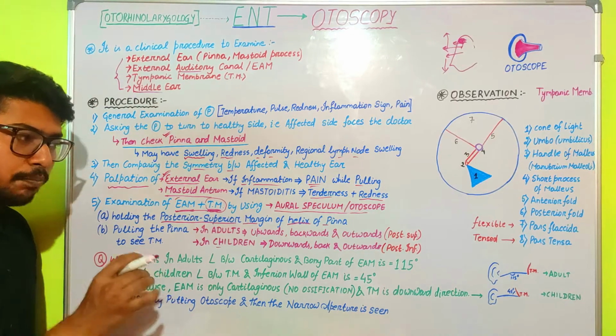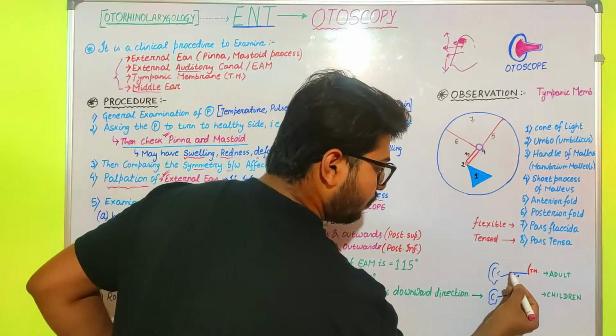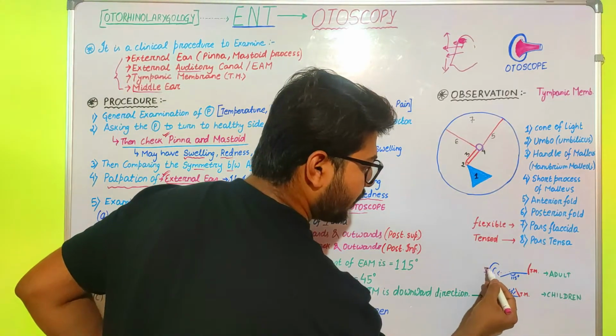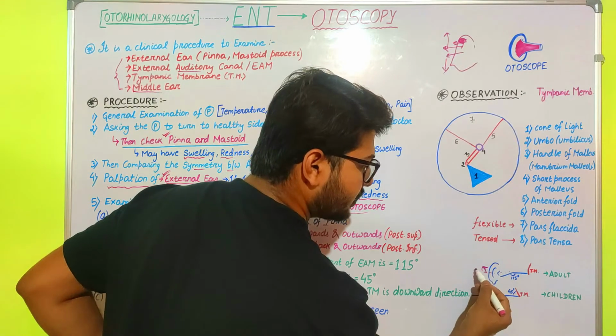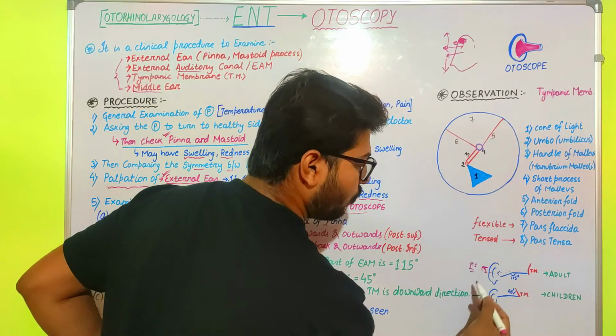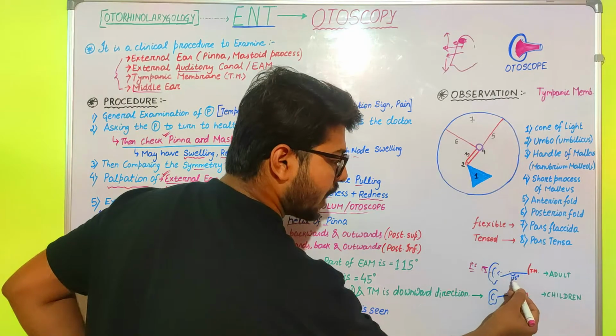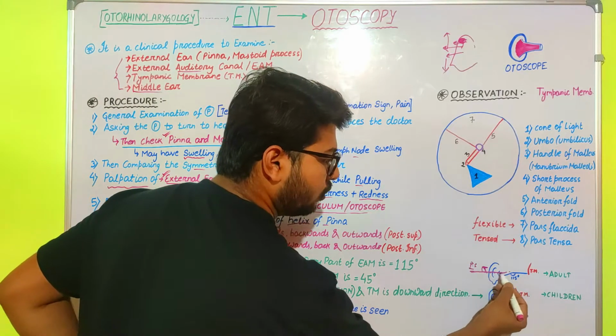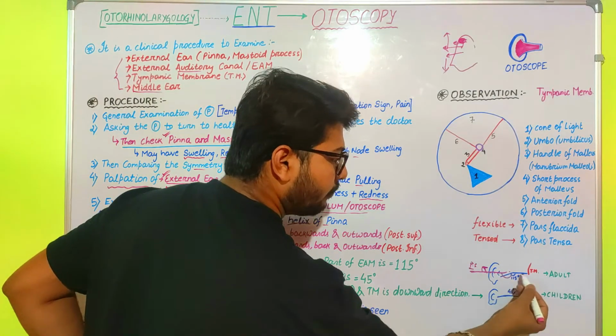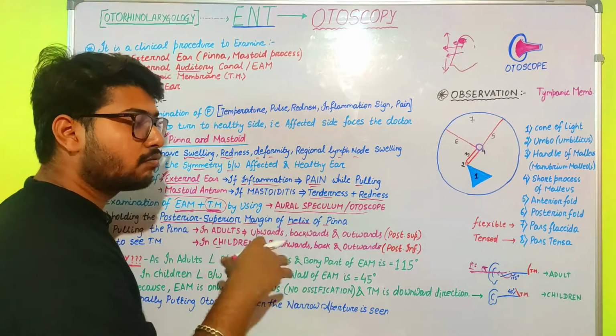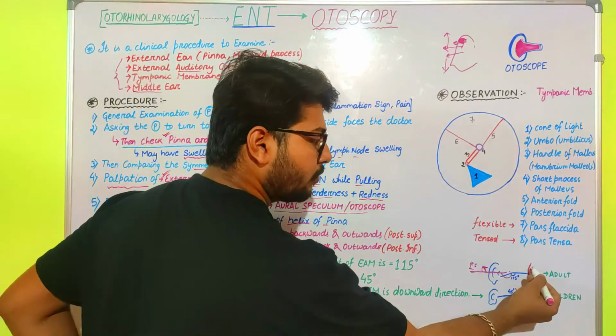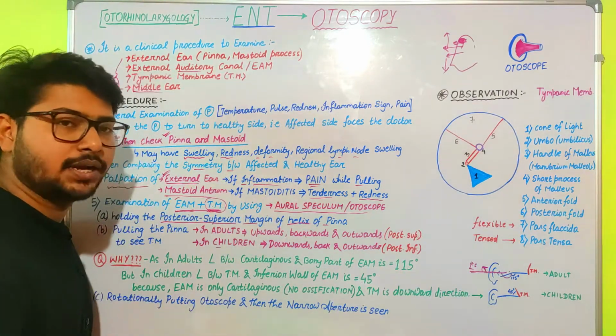So when we pull the pinna in the posterior superior direction, what happens? This 115 degrees will turn to 180 degrees, and when the angle changes, only then are we able to see the tympanic membrane.